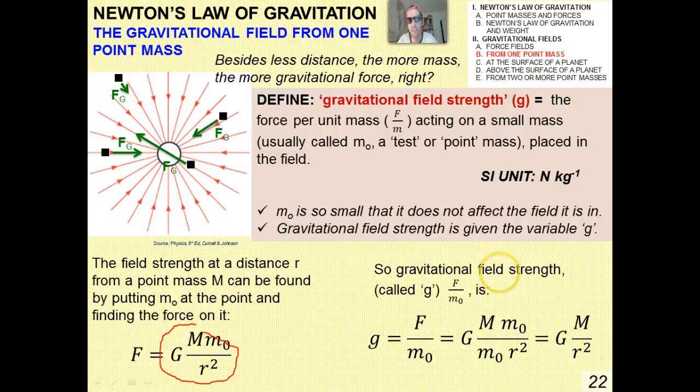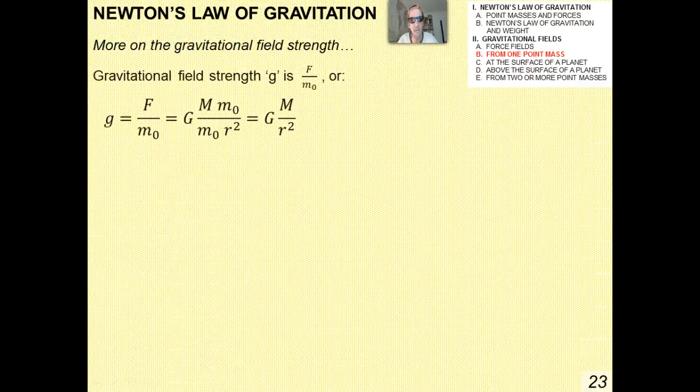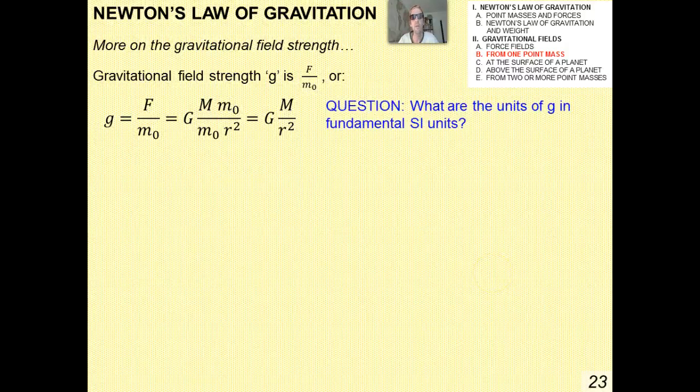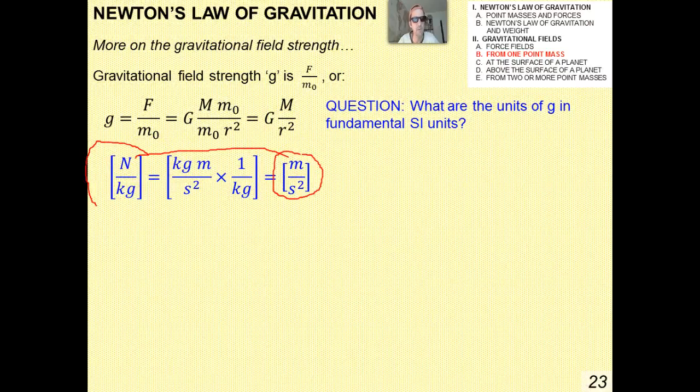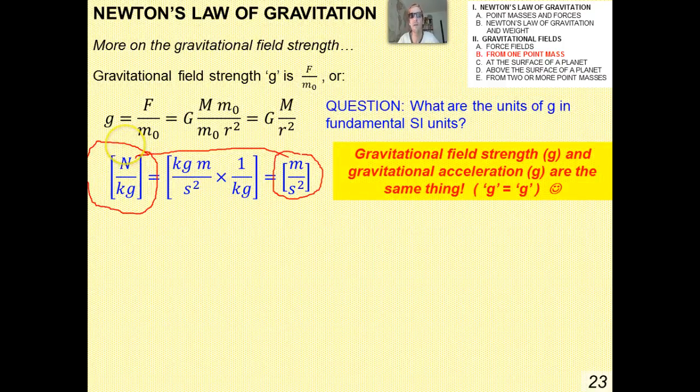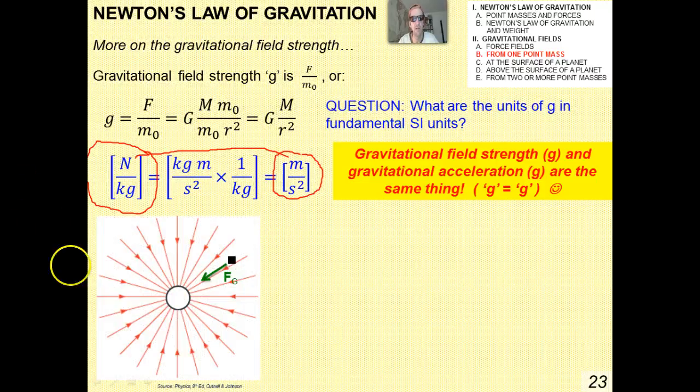That is also the acceleration due to gravity, as you now know. Okay, what are the units of g in fundamental SI units? Again, a newton per kilogram is the same as a meter per second squared. You see, all these things are becoming crystal clear to you. You're becoming real physicists. This is totally awesome. Gravitational field strength and gravitational acceleration are the same thing. g equals g, no matter how you slice it.